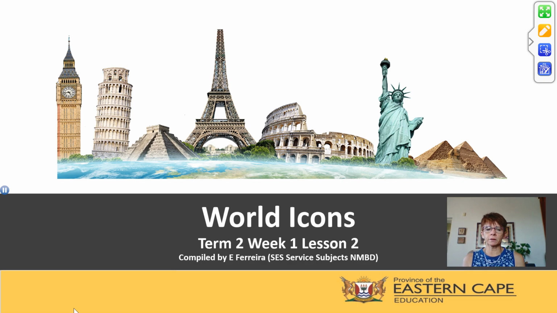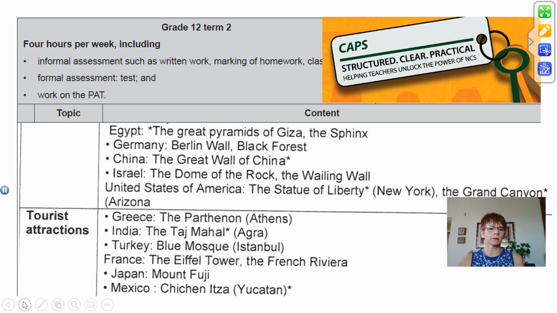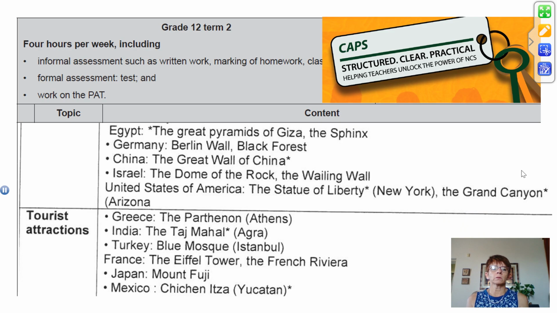All right, so if we then can take a look at the content that we are going to be looking at today, it will be focused on the next lot of icons, which are located in Egypt, Germany, China, Israel, the United States of America, Greece, India, Turkey, France, Japan, and the last one for today will be located in Mexico.